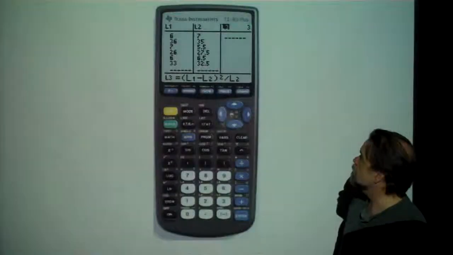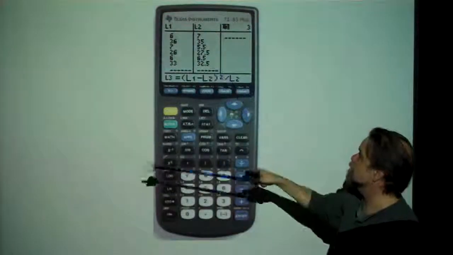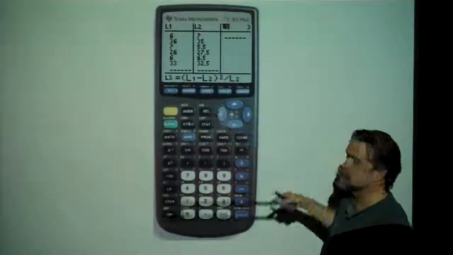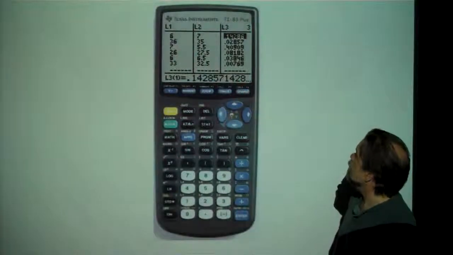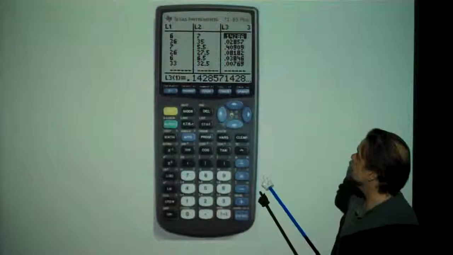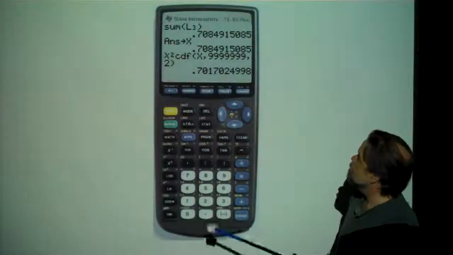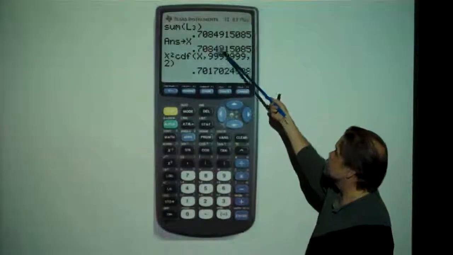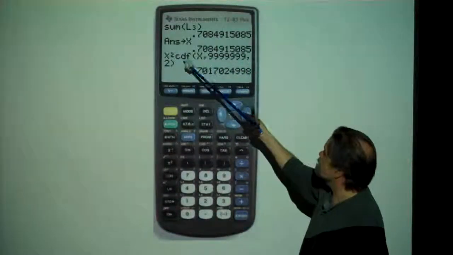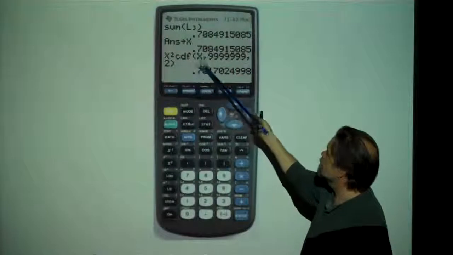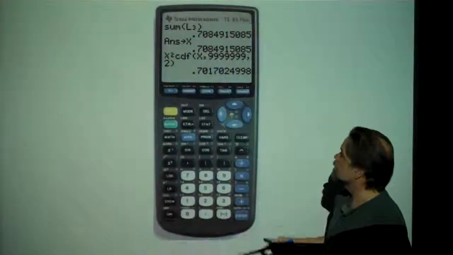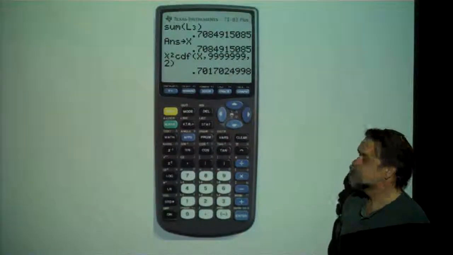I'll grab my calculator again. I'll do the exact same thing we did last time. Those are my observed values, my expected values. I use the same formula for L3. I pop in the difference squared divided by the expected value, and I sum it up. I get this sum, which you might notice is a very low sum. I store it into X, and I say, what's the probability that I would get something between that sum and a big number with 2 degrees of freedom? And I get a probability of 70%.